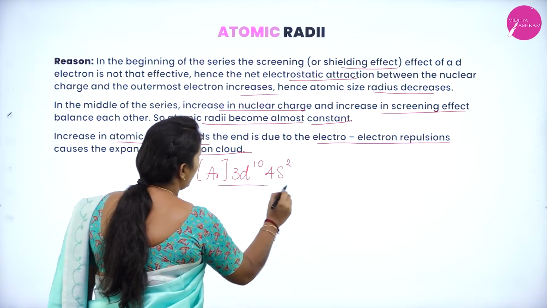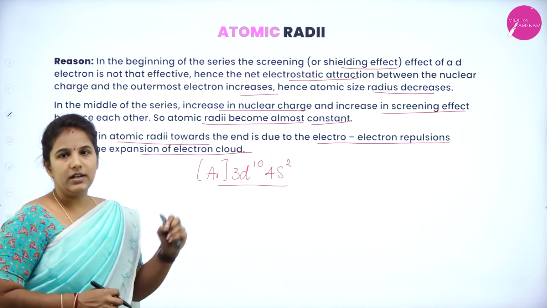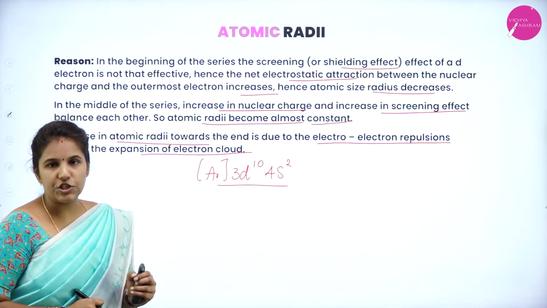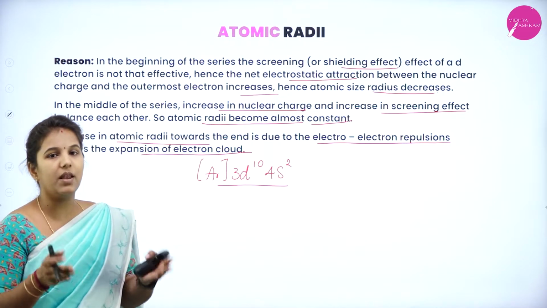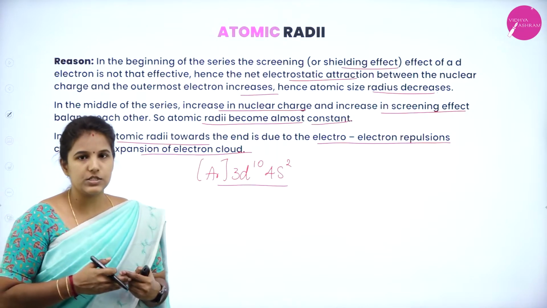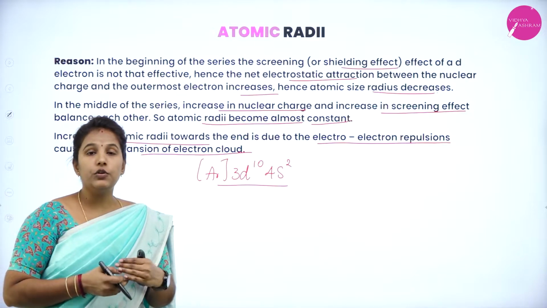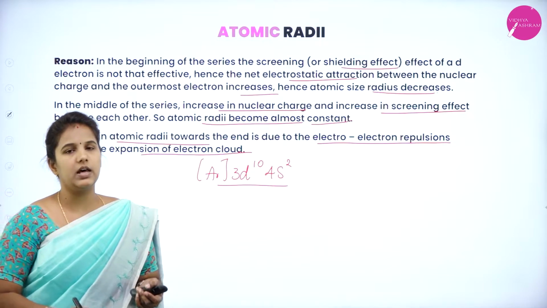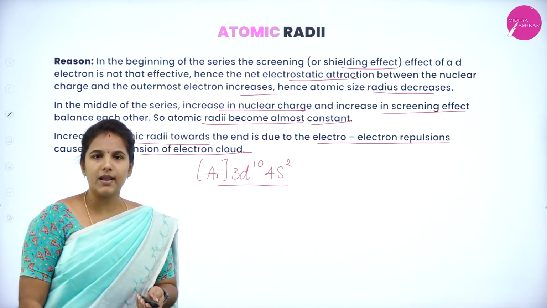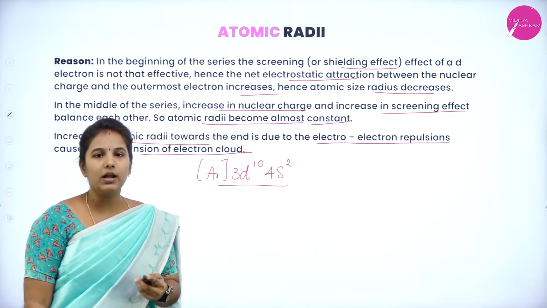So it consists of 10 electrons in the last shell, that is in the 3d shell, so all the 10 electrons undergo repulsion, because the same electrons are being added to the last shell. Is it right? Yes. Due to this electron-electron repulsion, there will be a sudden increase in the atomic radius in the case of the d block elements.